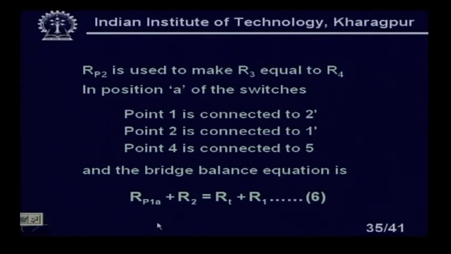RP1A means at switch position A, the value of RP1; I am giving it the name RP1A. Again I am repeating, it is for switch position A, that means with these connections: 1 is connected to 2 dash, 2 is connected to 1 dash, and 4 is connected to 5. In that situation, I will balance the bridge by varying RP1, and suppose this new position is RP1A. So, RP1A plus R2 equals RT plus R1, this is equation number 6.